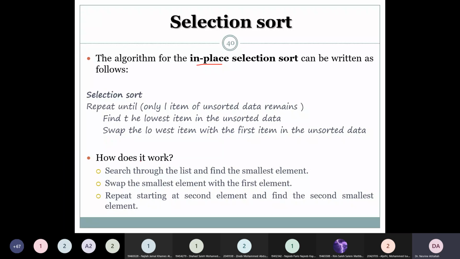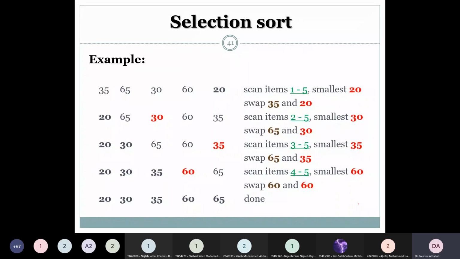So how does it work? I will search through the list and find the smallest element. I will swap the smallest element with the first element, and I will repeat, starting at the second element, to find the next smallest one. Look now, this is my list. I will scan items from 1 to 5. I will calculate the smallest. The smallest is 20. I will swap 20 and the first item.